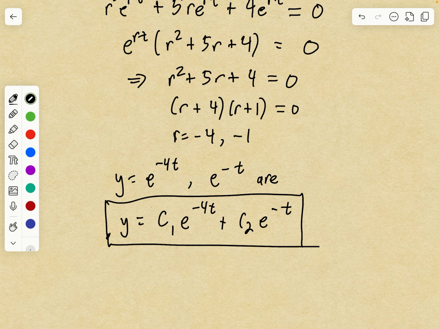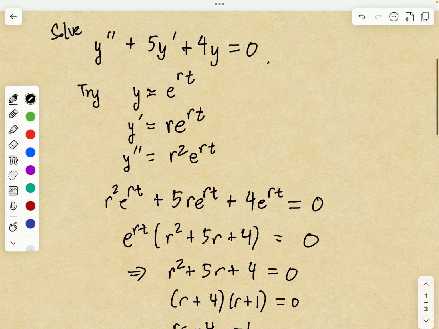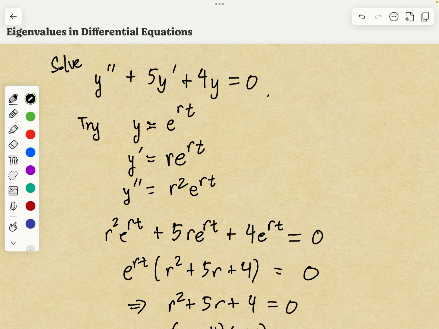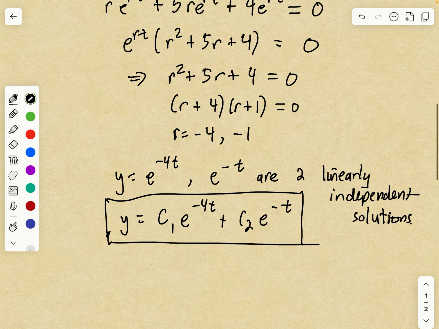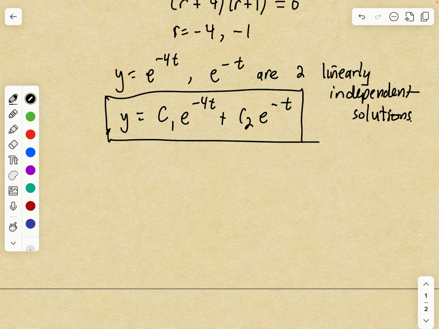So these e to the minus 4t and e to the negative t are two linearly independent solutions. And there's a theorem that whenever you have a second order linear differential equation with constant coefficients, the solution is, see, this is like the span. It's a constant multiple of the first function plus a constant multiple of the second function. So the solution set is in some sense two-dimensional. That's just part of the general theory.